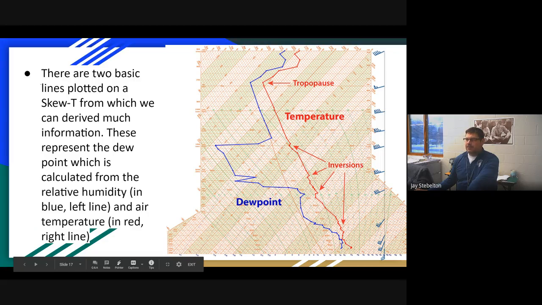Remember, in the troposphere, the temperature drops with height. So going up on this diagram is going up in the atmosphere. This is ground level down here, and this is near the top of the atmosphere. So temperature is supposed to drop in the troposphere. Every now and then it rises a little bit. That's called a temperature inversion.